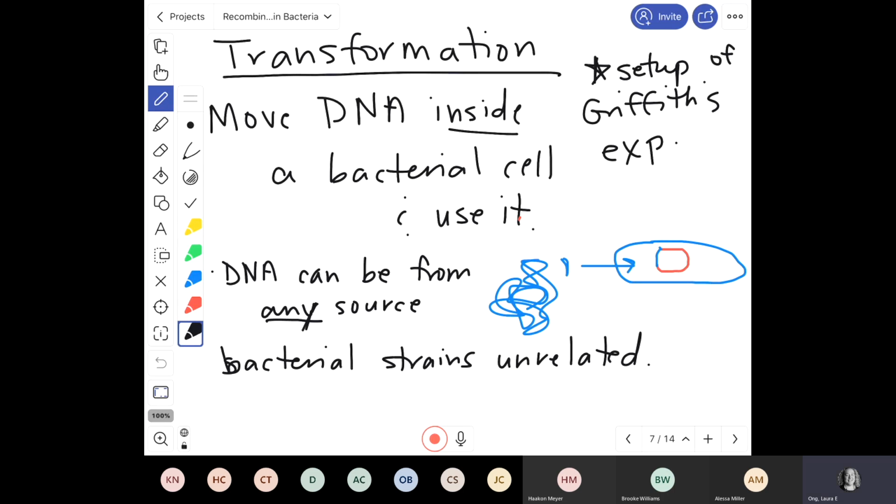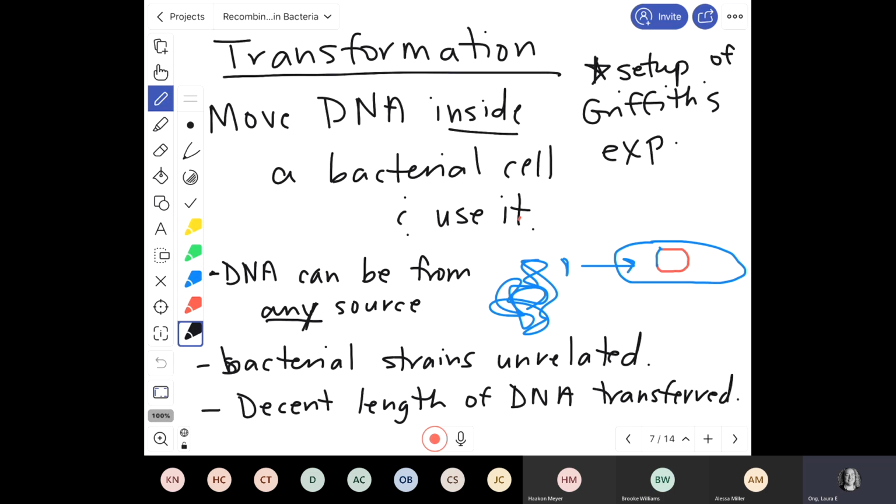So the DNA can be from any source. The strains can be unrelated to each other. And you can have a decent length of DNA transferred. There's not too big of a limit on how big this DNA piece can be. It can be a good size piece.